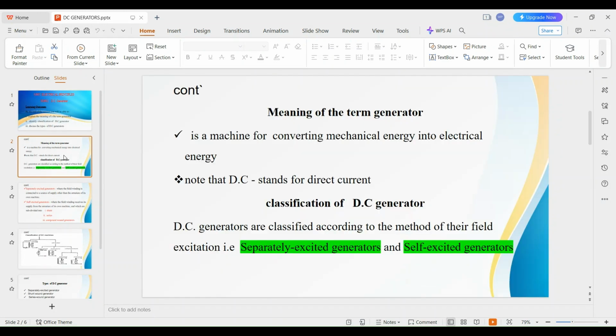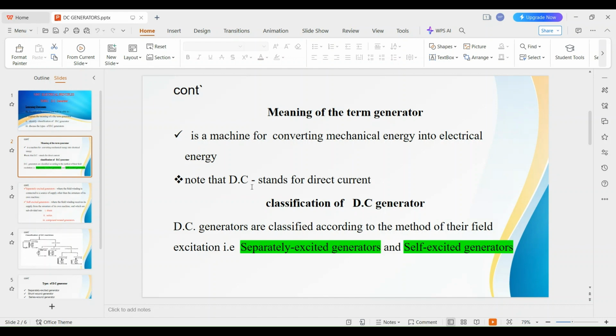And we shall start by defining the term generator. We shall say that a generator is a machine for converting mechanical energy into electrical energy. A generator is a machine that is used to convert mechanical energy into electrical energy. And the topic is DC generators, and the term DC in full stands for direct current.